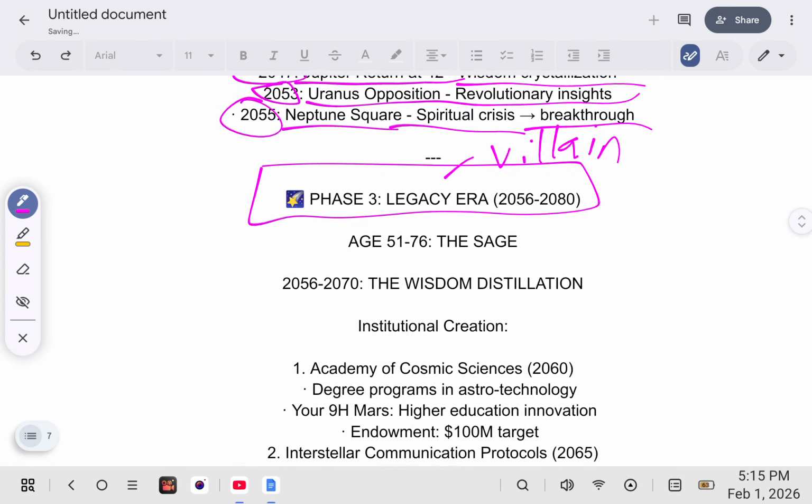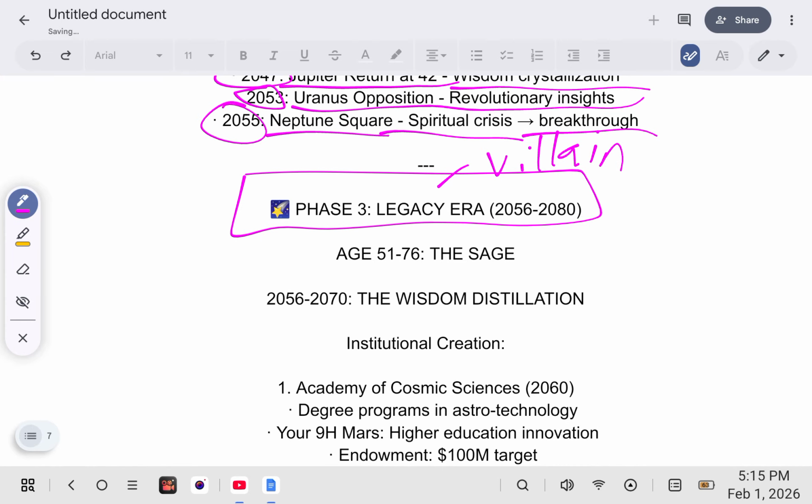And here's phase 3. It says legacy era, but we're going to go ahead and say villain legacy era, whatever. I know I'll be a hero to some people, but it's always in the cards, whatever.